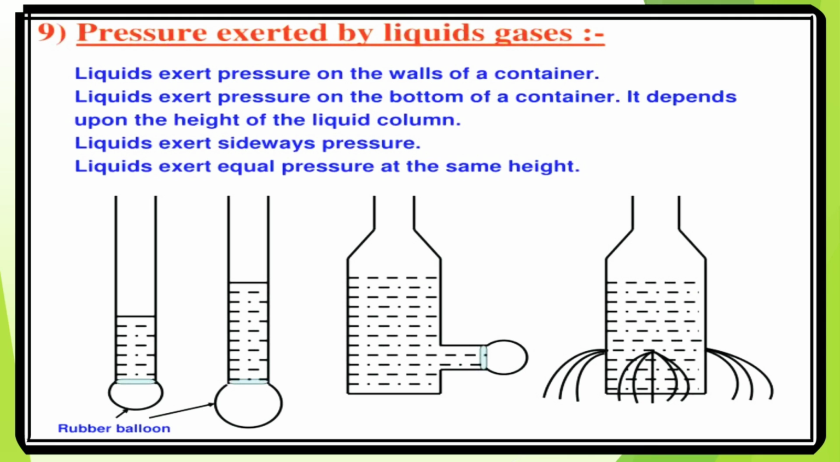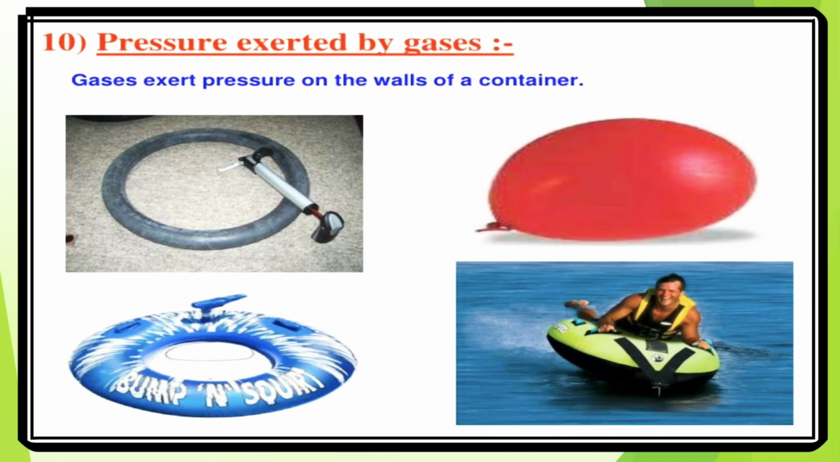Pressure exerted by liquids and gases. We all have a little bit of knowledge about this. Liquid exerts pressure on the wall of the container. Whenever you pour liquid, or you can say water, into the container, it will exert pressure on the wall and on the bottom of the container, and slowly the liquid goes up in height.